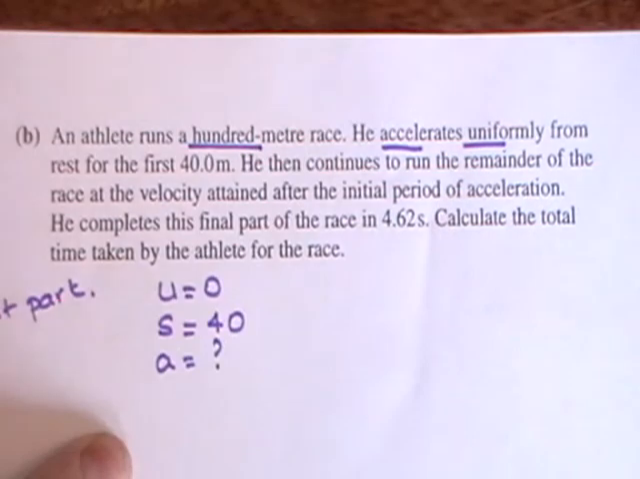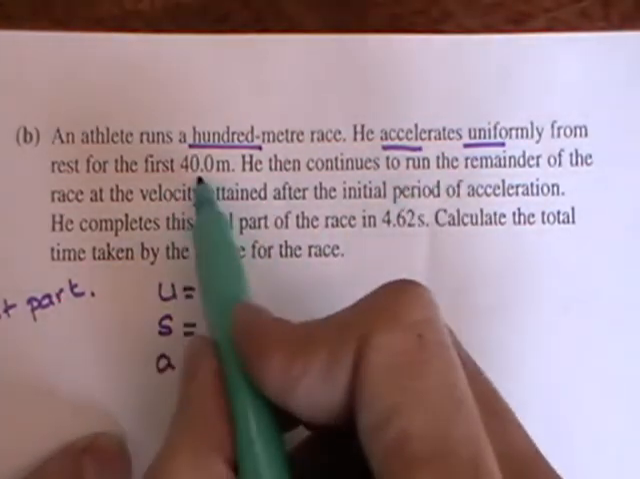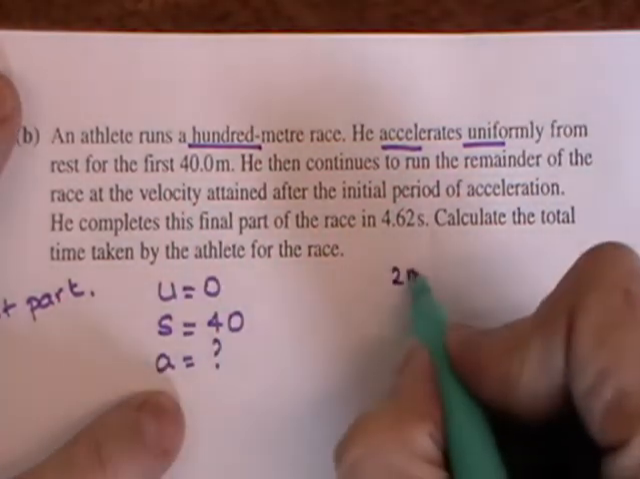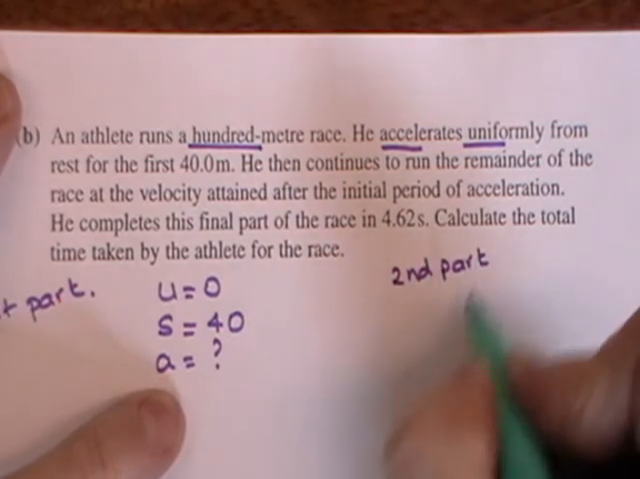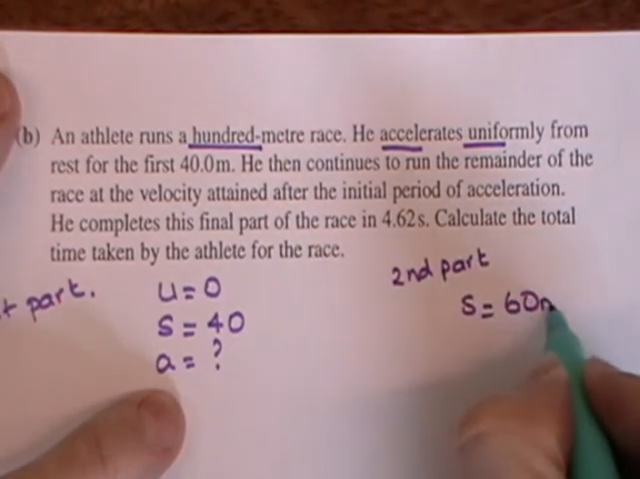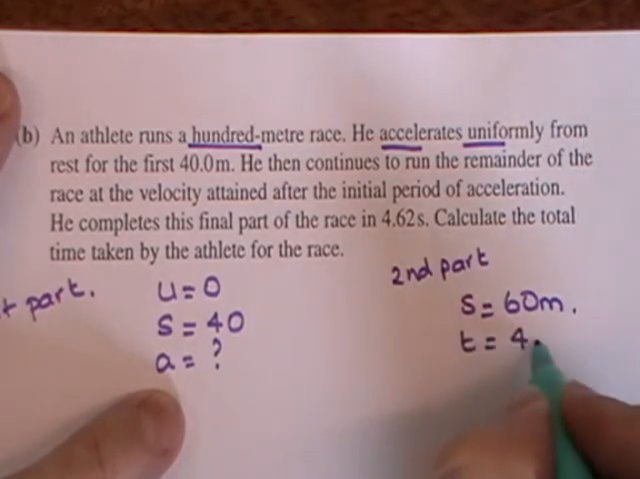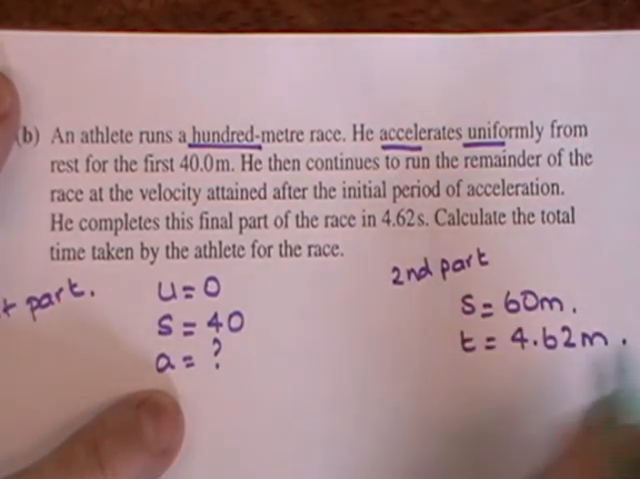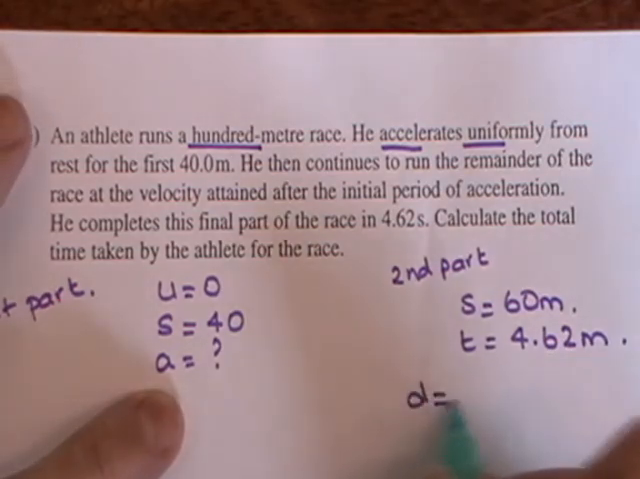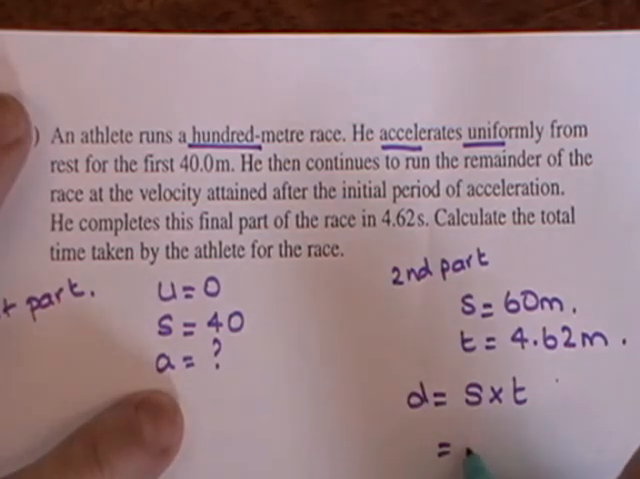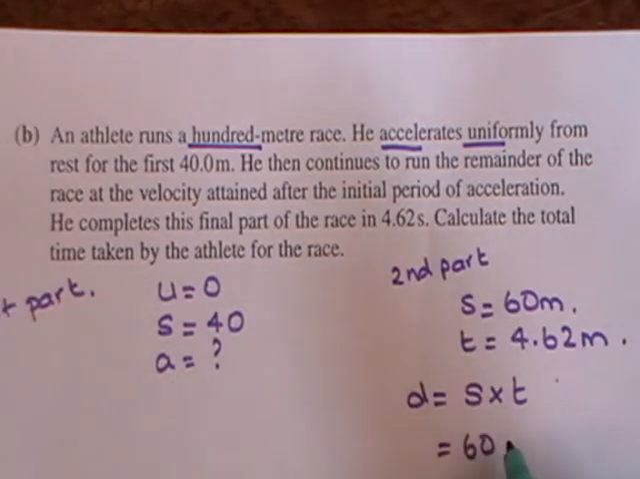He runs a 100-metre race, and therefore if for the first 40 metres he does this, then for the second part he's going to run a distance of 60 metres. He's got a uniform velocity, and the time taken for that part of the race is 4.62 seconds. And therefore we're going to do distance as speed by time. We don't need equations of motion there because there's no acceleration. And so it's 60. Sorry, we're looking for velocity, are we?